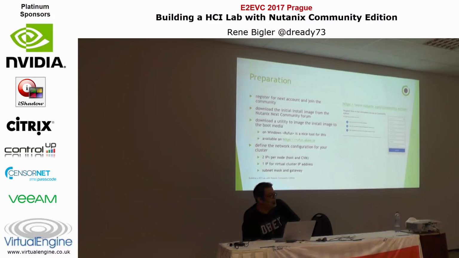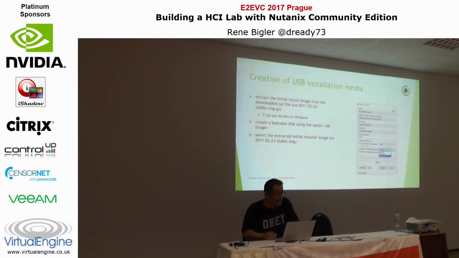And have enough IP addresses available for your setup. You need 2 IPs per node, one for the host, another one for the CVM, and then of course IP addresses for your workloads. Another one, if you do more than a single node cluster, is the virtual IP, the virtual cluster IP of your cluster. So that makes 3 IPs for a single node cluster, plus subnet mask and gateway. Extract this image first, and burn it or put it on your thumb drive.